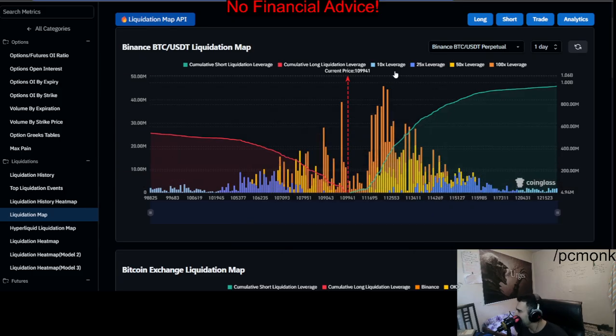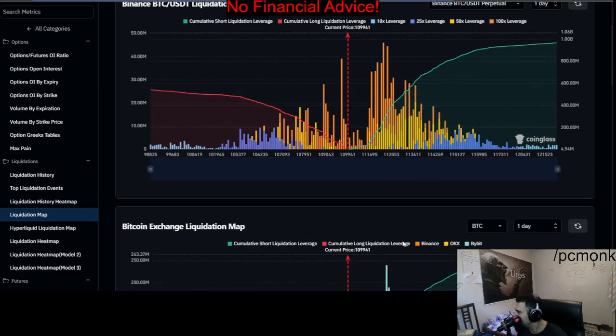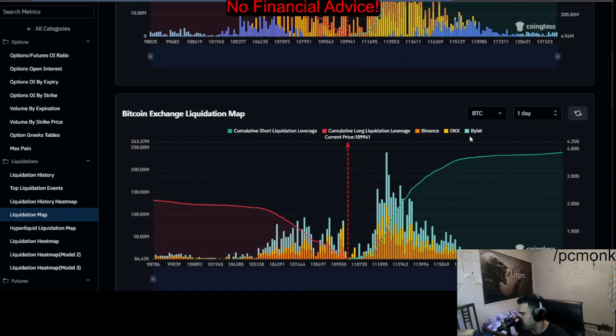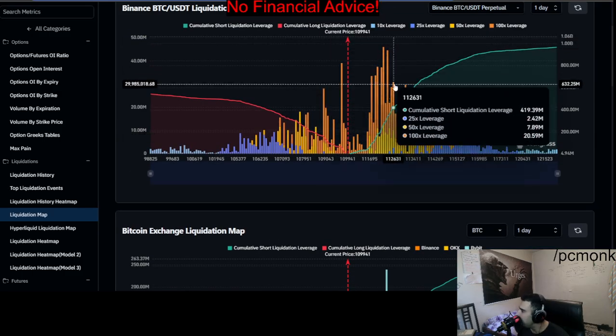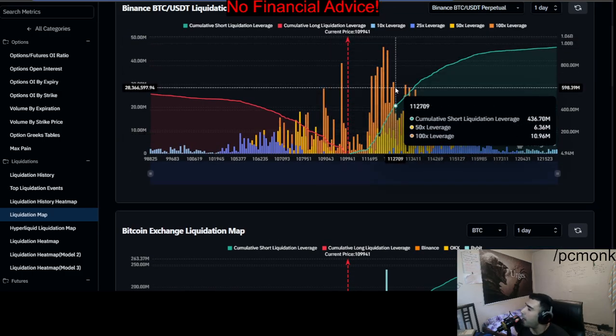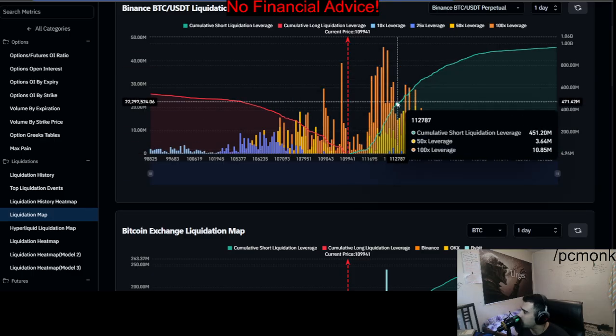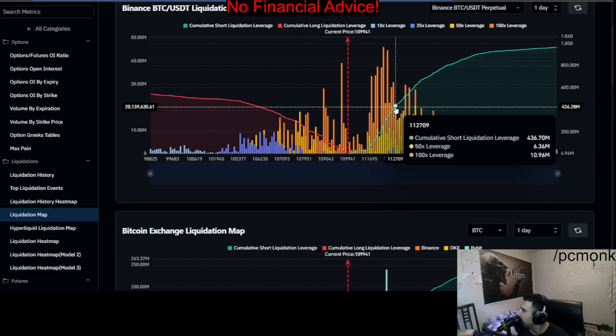So now you could see this is only for Binance. Now let's scroll down. This is for three exchanges: Binance, OKX, and Bybit. Okay, but you cannot tell the types of leverages. You could just have these three exchanges. Now in here you could tell there are a lot of high leverage 100x and 50x leverage around $112,787, right? So 50x leverage is 6 million, 100x is 10 million.